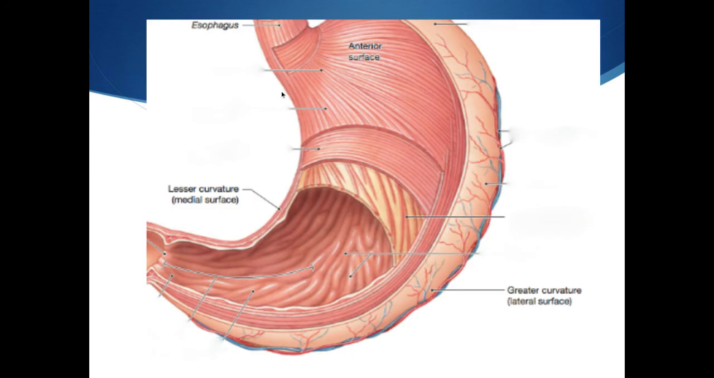So here's the lesser curvature, so the smaller curve right here. The greater curvature is this bigger curve going all the way around. And then we also see the esophagus connecting to the stomach just above that lesser curvature.